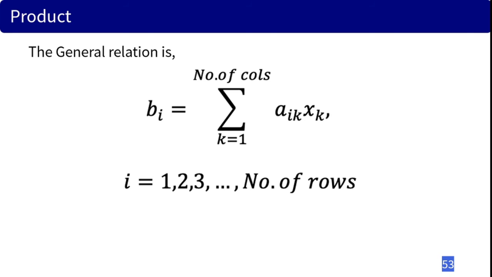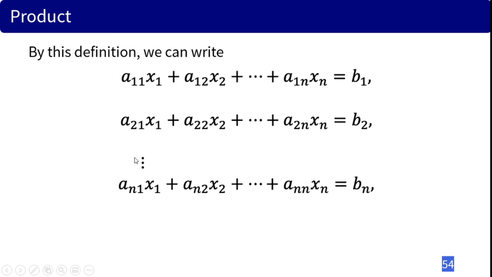The general relation is therefore denoted by the following, where B is a column matrix with rows from 1 to n, and by that definition, we can write the following sets of equations. Remember that the elements in B are the corresponding products when we multiply the elements of A with the column matrix X. So we are given a matrix A multiplied with a column matrix X, and we get the product matrix B with elements B1, B2 to B sub n.